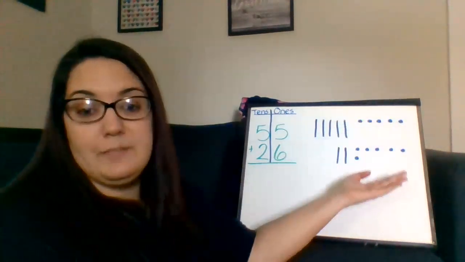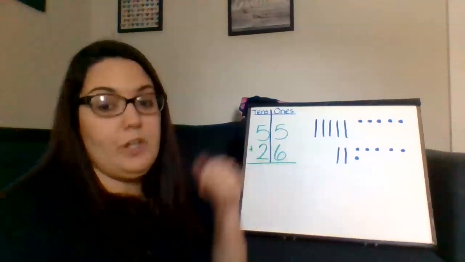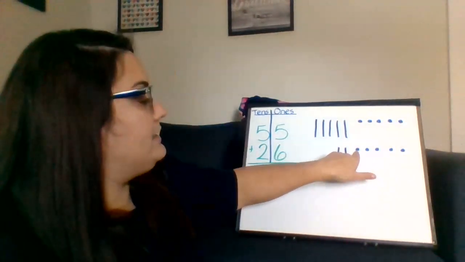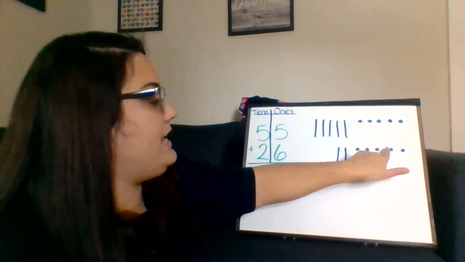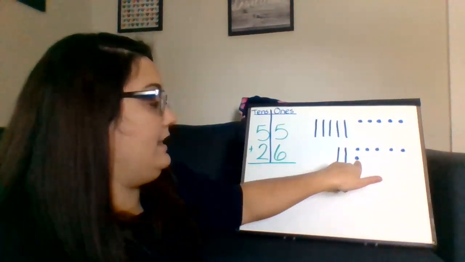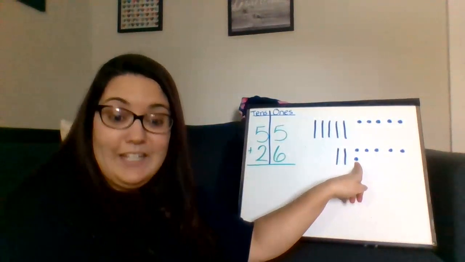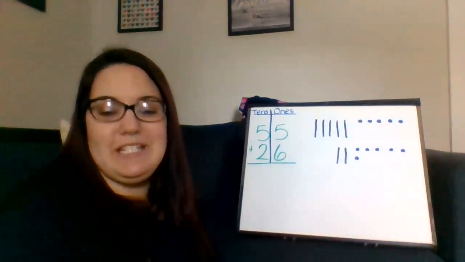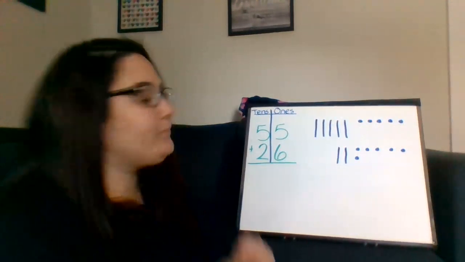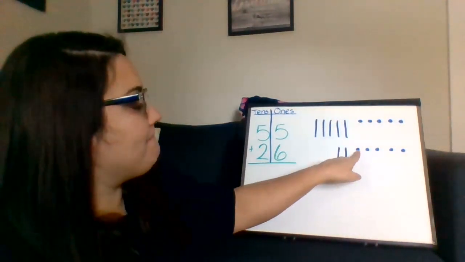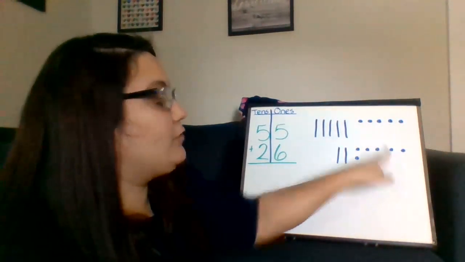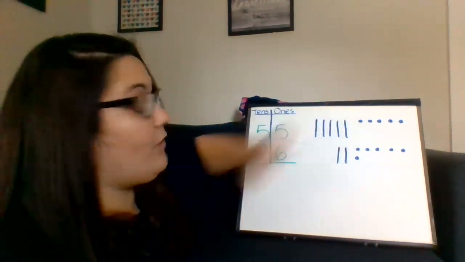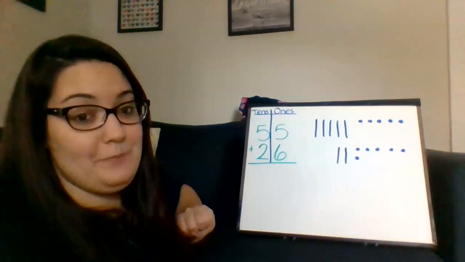So here I'm looking at my ones because when we add, we always add our ones first. When I count them up, I have 5, 6, 7, 8, 9, 10, 11. Well, 11 is more than 10, so that means I can group some ones together to make a 10. I see that this 6 only needs 4 more to make a 10. I also see that 5 only needs 5 more to make a 10.